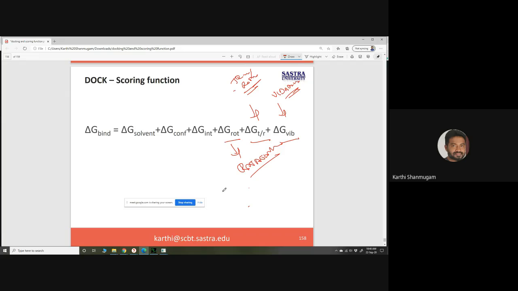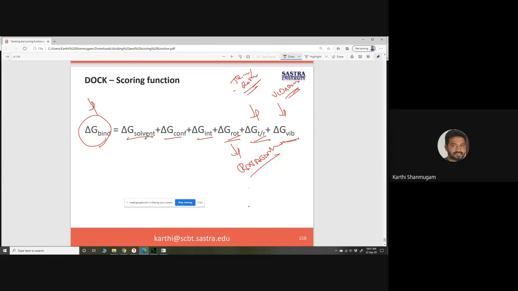those energies also contribute to the delta G bind. If you want to estimate the delta G binding, you can use a simple contribution like delta G solvent plus delta G conf plus delta G int plus delta G rotational plus delta G translational plus delta G vibration. If you sum all these energy contributions, finally we can say that is delta G binding. But that's not going to be the exact delta G binding. We don't have any method for exactly estimating the delta G binding. To some extent we can approximate that could be the delta G bind, right?